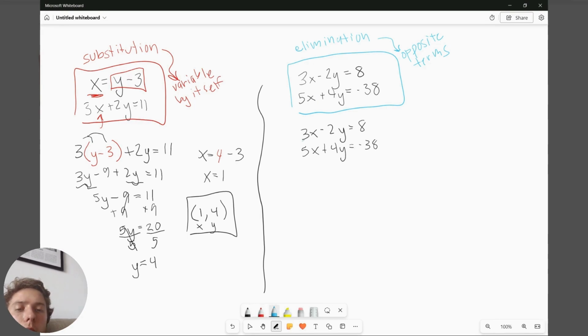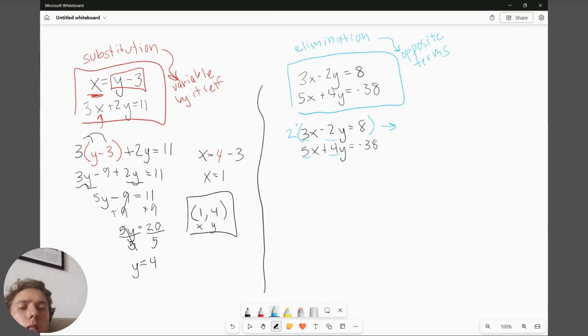For example, if I look at 3 and 5, well, 3 and 5 don't multiply into each other, so they're going to be a little bit more complicated to create opposite terms. You'd have to multiply both equations to eliminate the x. But when I look at the y's, I have negative 2y and 4y. I do know that I could multiply this top value by 2, and that would give me a value of negative 4. Remember, opposite terms are the same number just with different signs.